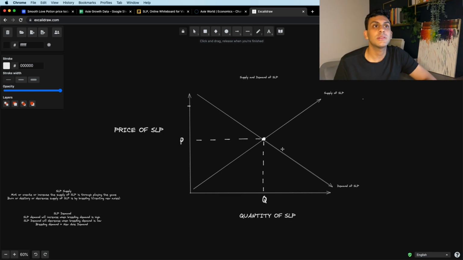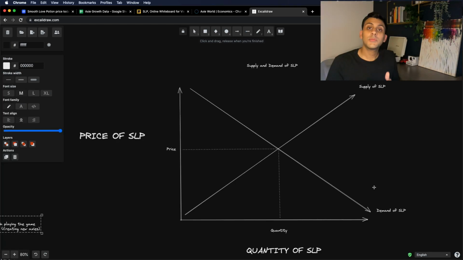However, what if we were to see a shift in the supply of SLP or the demand for SLP? So let me run those examples for you. The demand for SLP is directly correlated to the demand for breeding because it's the only use case of SLP. People would only want SLP when they need to breed, and they only need to breed when they want to produce new Axies, and new Axies are needed typically when new players enter the ecosystem or when existing players want new Axies.